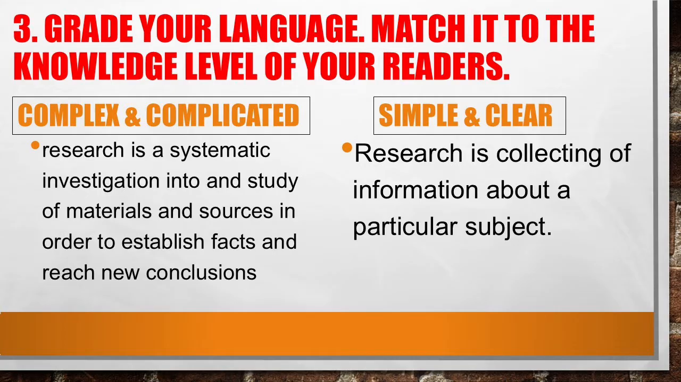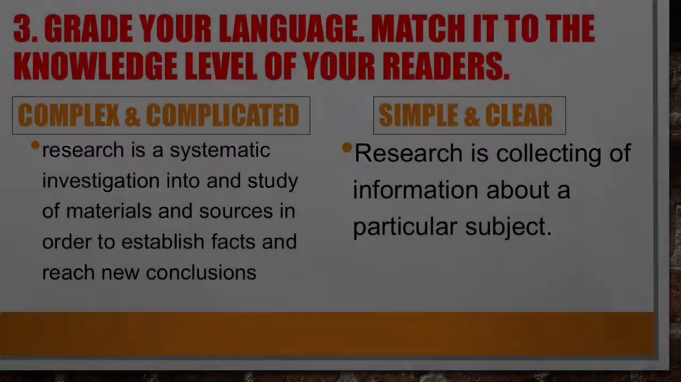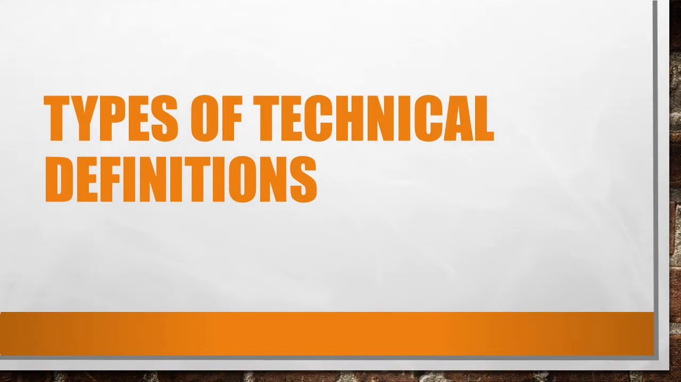For example, the term that is being defined is research. Here is an example of a complex or complicated definition. Research is a systematic investigation into and study of materials and sources in order to establish facts and reach new conclusions. So we should avoid this kind of definition of a technical term. It should be simple and clear, just like this. Research is collecting of information about a particular subject. So in writing the technical definition in our research paper, we should be simple and clear. And now let's talk about the types of technical definition.